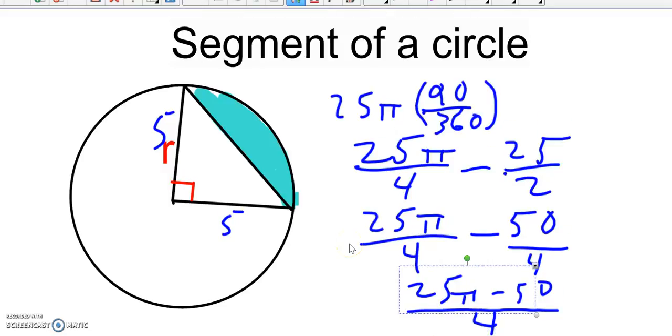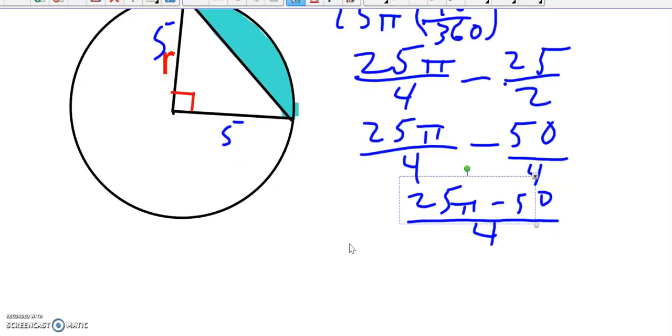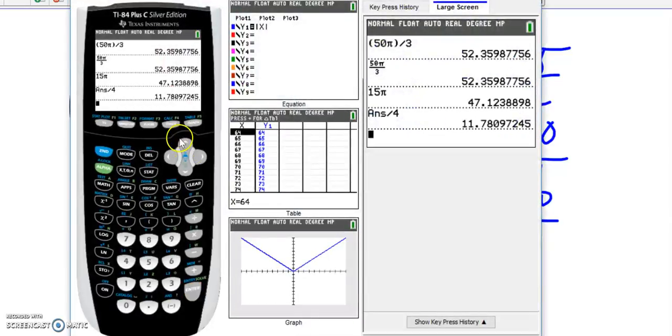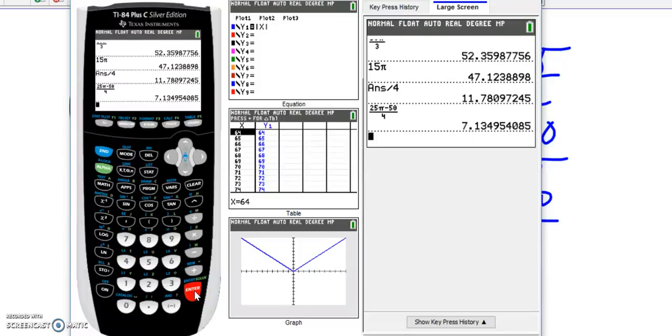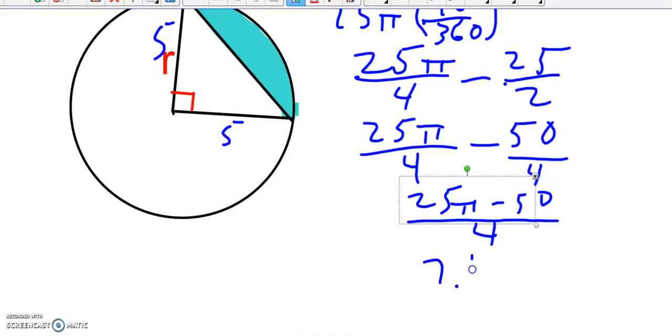But some of you probably prefer a decimal. It does give you a little better sense of exactly how big it is, and this thing's kind of messy. So I'm going to pull out the calculator real quick and do 25 pi minus 50 all over 4. This is a great time for that alpha y equals feature. Of course, you could do it with a parenthesis as well, but this is a nice way of getting it to look exactly like it looks. So 25 pi minus 50 all over 4. Let's see what it tells us. 7.1349. So about 7.1 if you wanted your answer as a decimal.